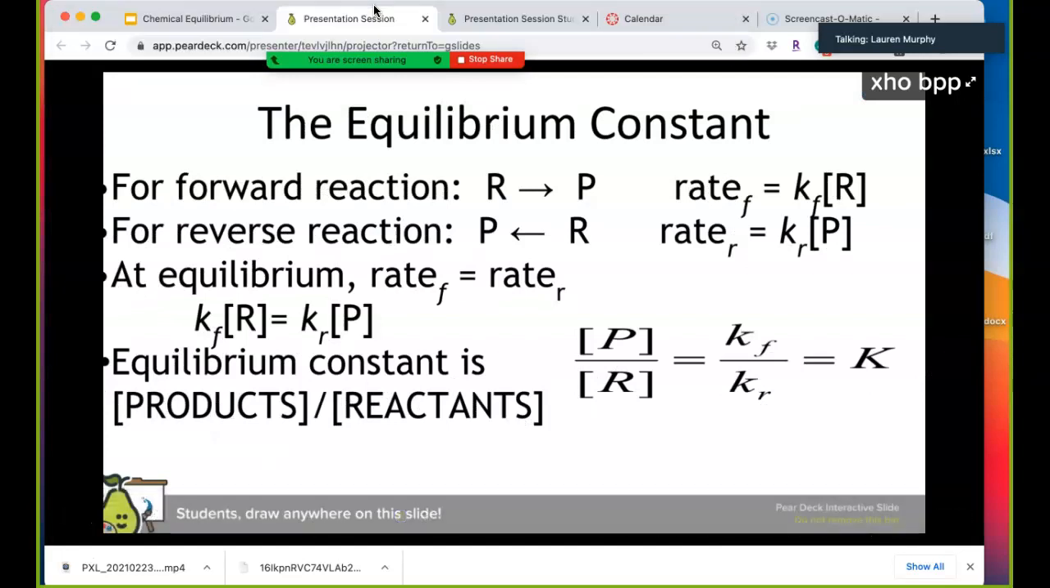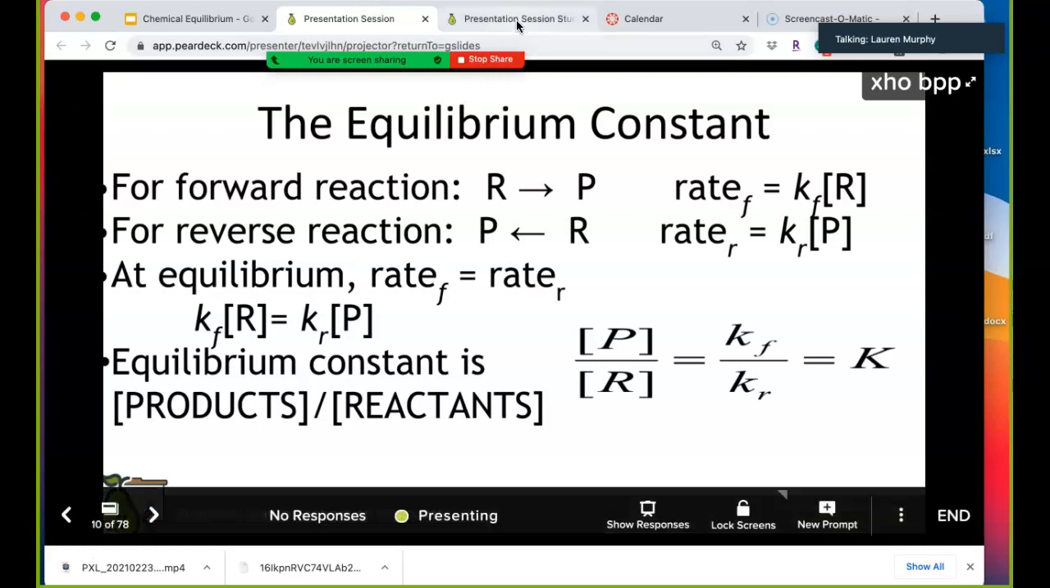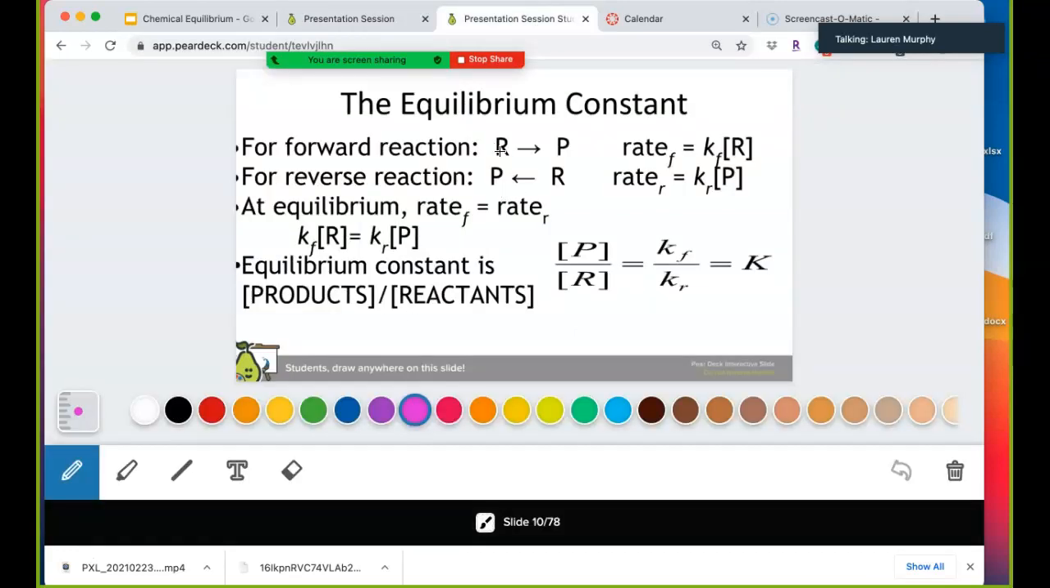So mathematically, since rates were last chapter, the kinetics chapter, if we have reactants turning into products and I were to write a rate law based on this first reaction, it'd be rate F, where F just means forward, rate equals k times the concentration of reactant R. Now, for the reverse reaction, the products are going to reactants. So it'd be rate equals k times the concentration of products, if you're going backwards.